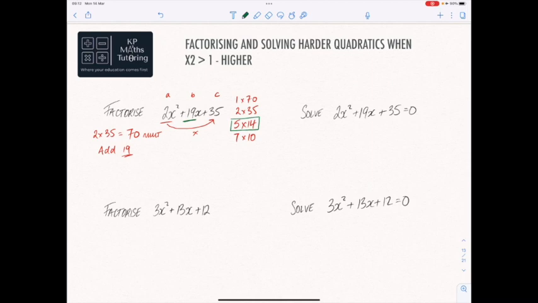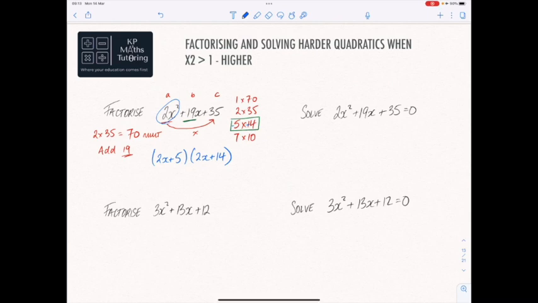What we then do is a shortcut, okay? So your shortcut here, because this has got a 2x in front of it, what you do is you put 2x in both brackets. From there, you then take both your factor pairs, so 5 and 14, and they are both positive numbers here because I'm making plus 19, and you put them both into the brackets.